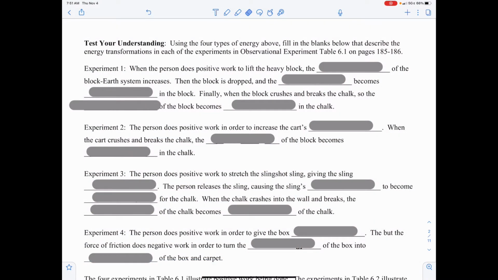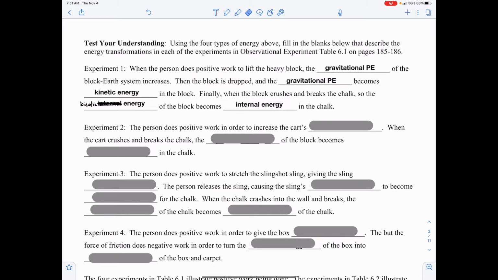So when the person does work to lift the heavy block, the gravitational potential energy of the block-Earth system increases. Then the block is dropped and the gravitational potential energy becomes the kinetic energy in the block. Finally, when the block crushes the chalk, the kinetic energy of the block becomes internal energy in the chalk.